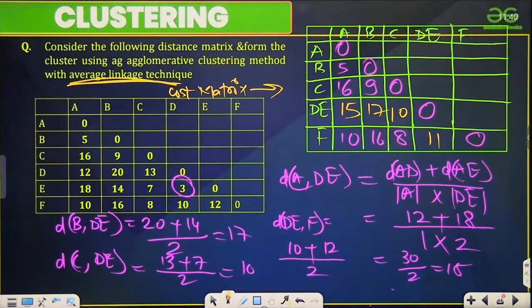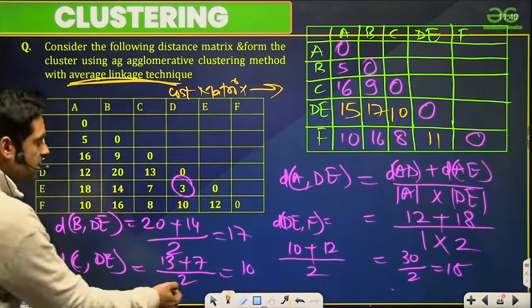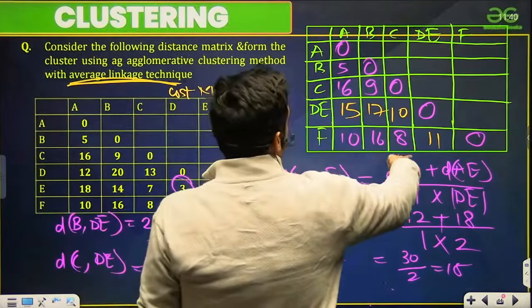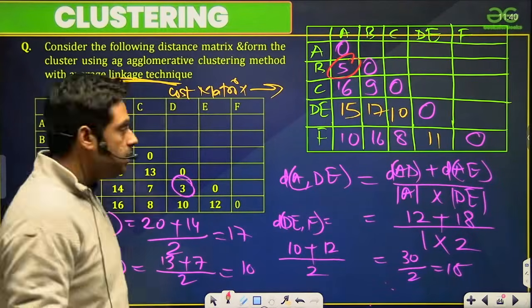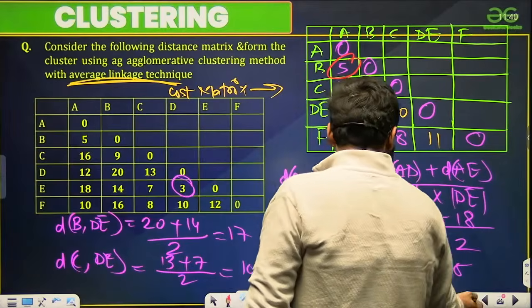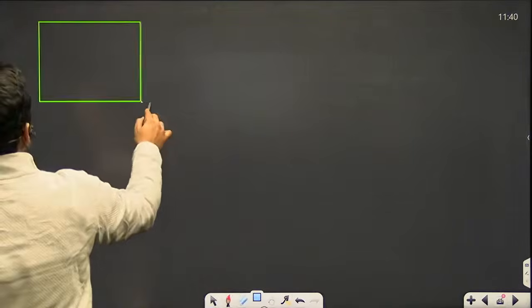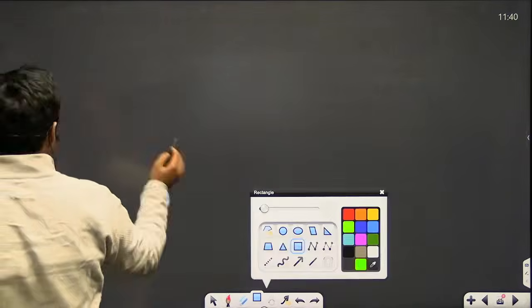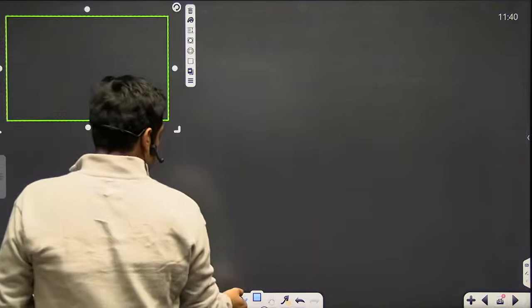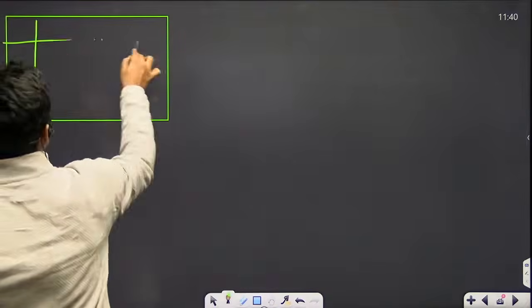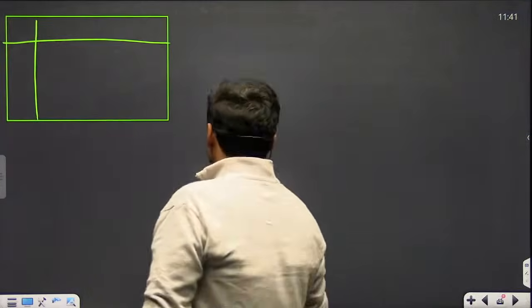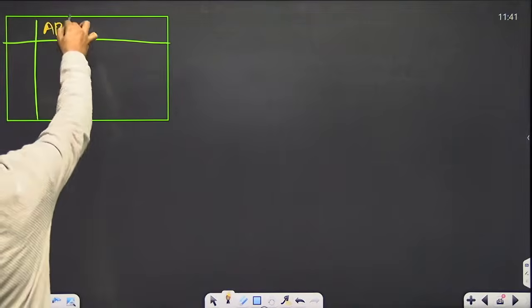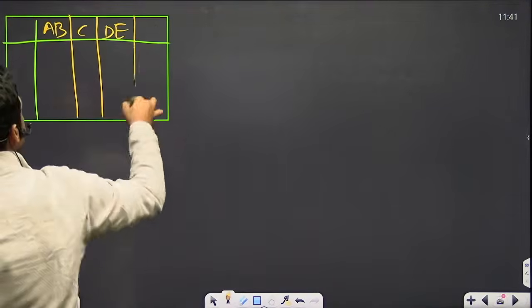ठीक है, तो this is how we have to solve it. अब यहां पर again let us find the minimum distance. What is the minimum one here? Now which two to club? We can club A and B. चलिए, अब यहां पर let us club A and B. Then we have C, I have already clubbed DE, and we have F.